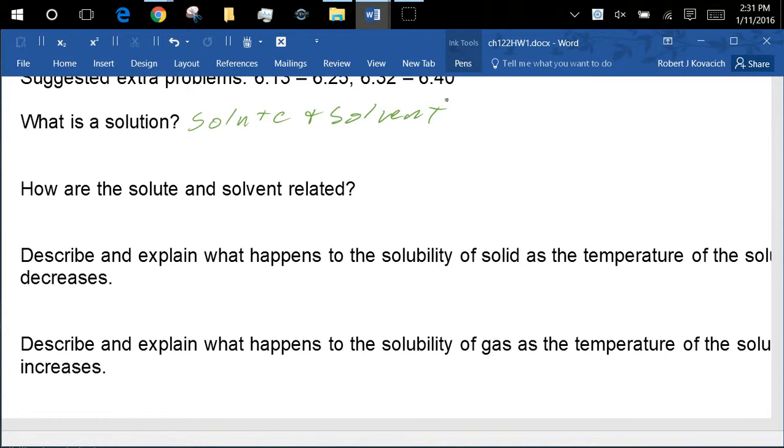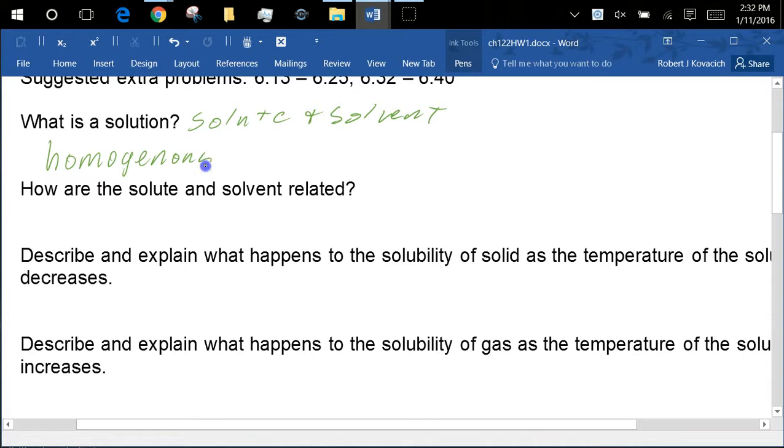They're homogeneous. That's fair. So homogeneous mixture of a solute and a solvent? Okay.